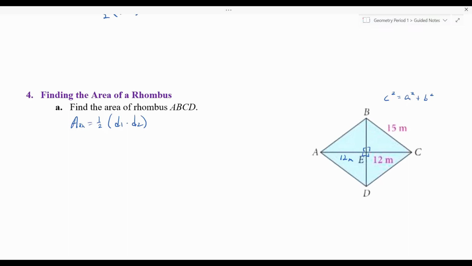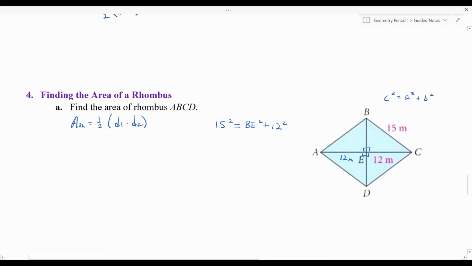So here's what we actually do. We know that 15 is my hypotenuse. Why is it hypotenuse? Because it's directly across the 90-degree angle. So we know that 15 is my hypotenuse. So I'm going to go ahead and plug those calculations in. So right here, 15 squared equals BE squared, right? The length here, I'm going to call it BE. BE squared plus 12 squared.